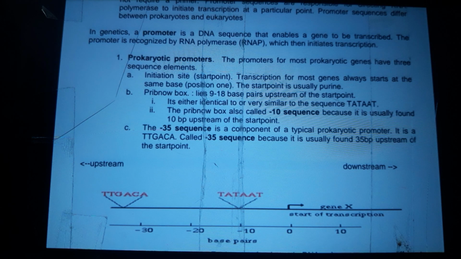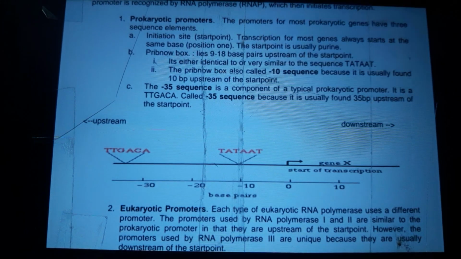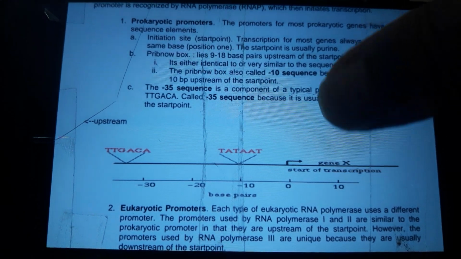Prokaryotic promoters. The promoters for most prokaryotic genes have three sequence elements. The initiation site, that's the start point, and transcription for most genes always starts at the same base, position 1. The start point is usually a purine. The Pribnow box lies 9 to 18 base pairs upstream of the start point. It's either identical to or very similar to the sequence TATAAT. The Pribnow box is called the -10 sequence box because it's usually found 10 base pairs upstream of the start point.